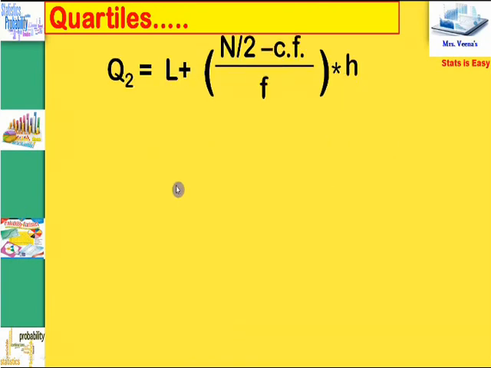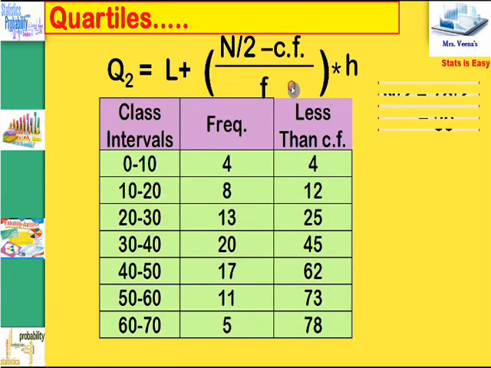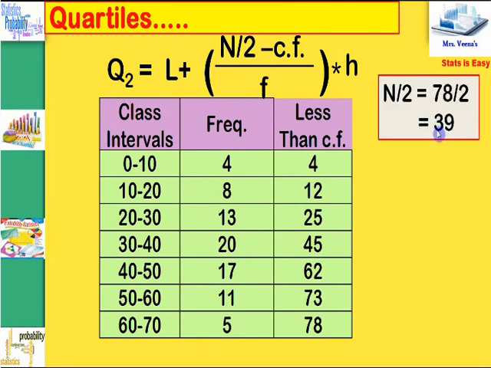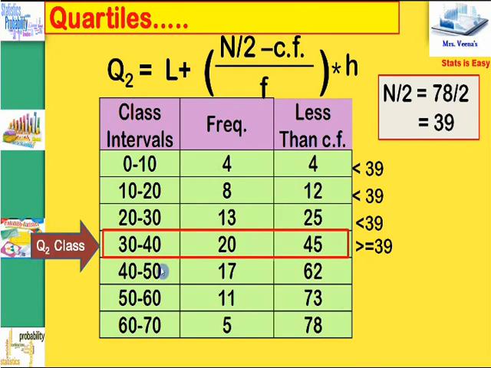Similarly, calculate Q2. The formula is L plus (n by 2 minus Cf) divided by f into h. Compare this value, n by 2 is 39, with this less than cumulative frequency. Find the Q2 class. 4 less than 39, 12 less than 39, 25 less than 39, 45 is greater than 39. So the Q2 class is this.